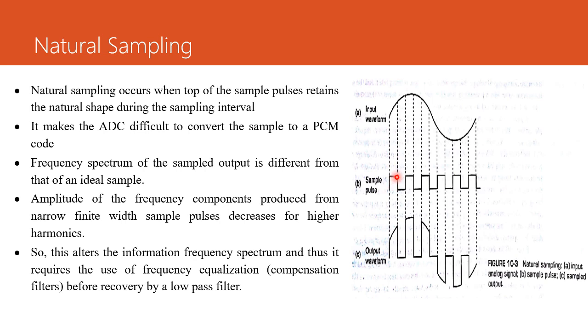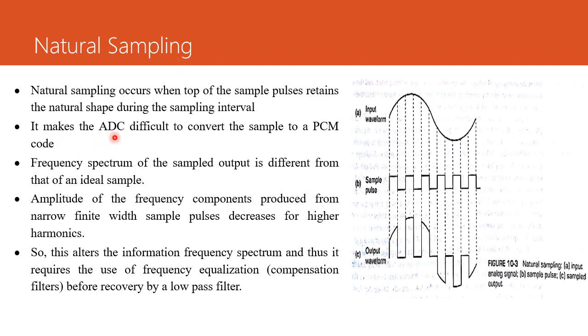When your sample pulse is equal to 0, that is a low pulse, at that time your output will also be equal to 0. Again, when your sample pulse goes to a high value, your output will retain the natural shape of your input signal. That is why it is known as natural sampling.